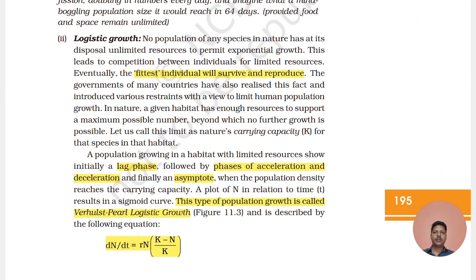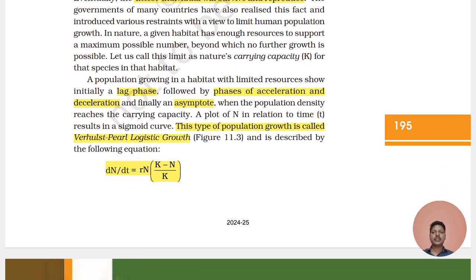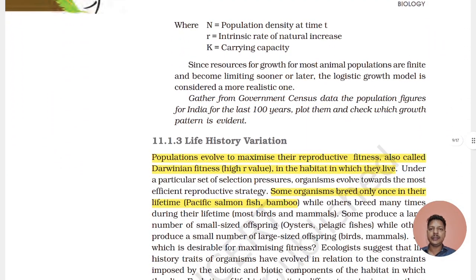Coming to logistic growth, where the food and resources are limited, obviously there will be competition between all the individuals, and eventually the fittest, who can survive, who are fit for that type of environment, will survive and reproduce. That is called logistic growth. In logistic growth, there will be carrying capacity required, and here three phases are there: lag phase, then phase of acceleration and deceleration, and finally asymptote, meaning the growth is stopped. Here the same growth curve is there, and the equation also. This type of population growth is called Verhulst-Pearl logistic growth. dN/dt equals rN (K minus N)/K, where K is the carrying capacity.